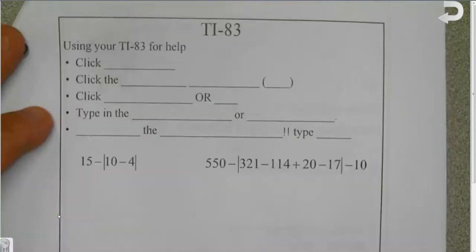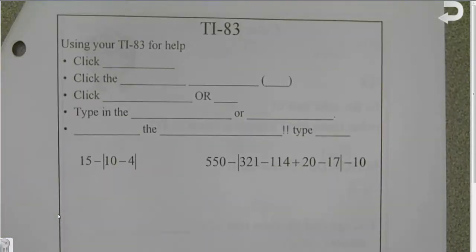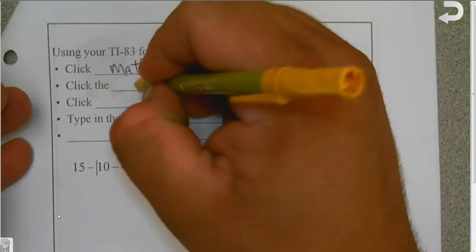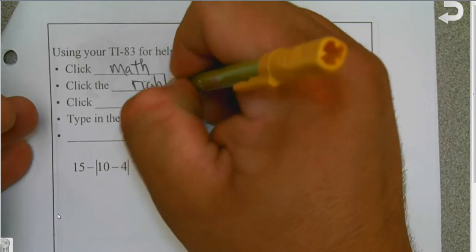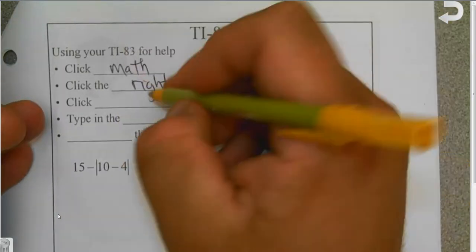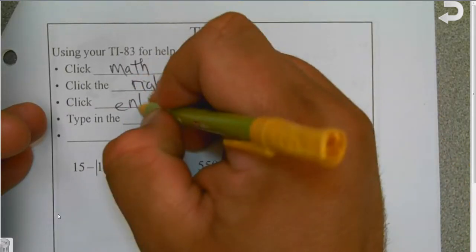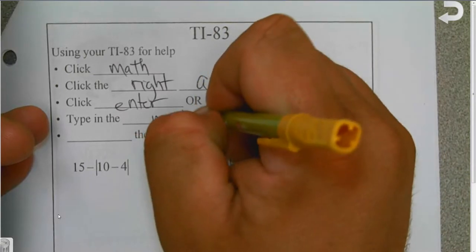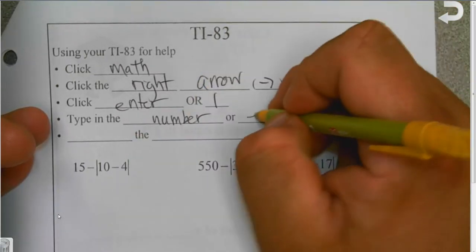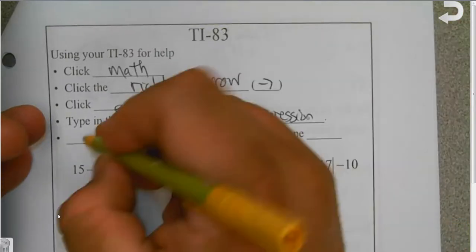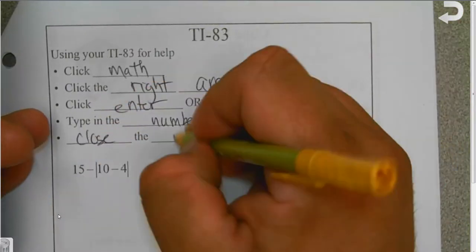You can use your TI-83 for help. You're going to click Math. Then you're going to click Right Arrow. Then you click enter or 1, and you type in the number or numbers or expression. And do not forget to close the parentheses.